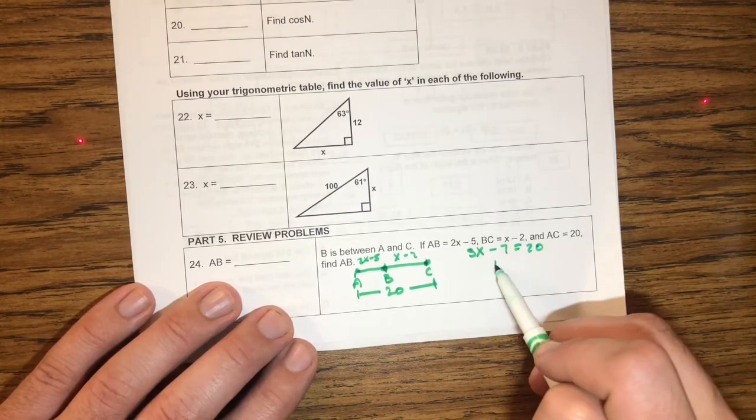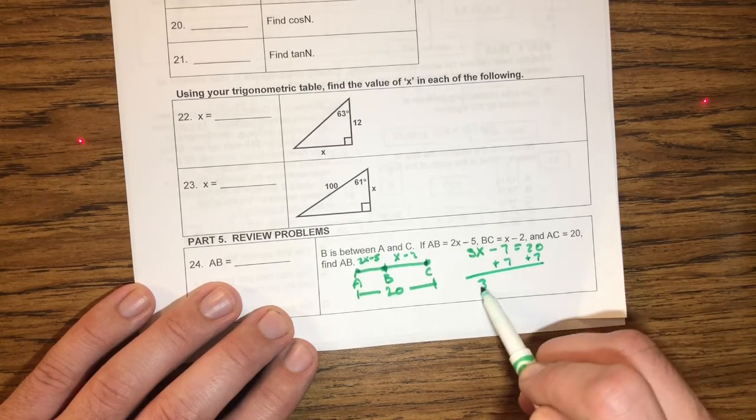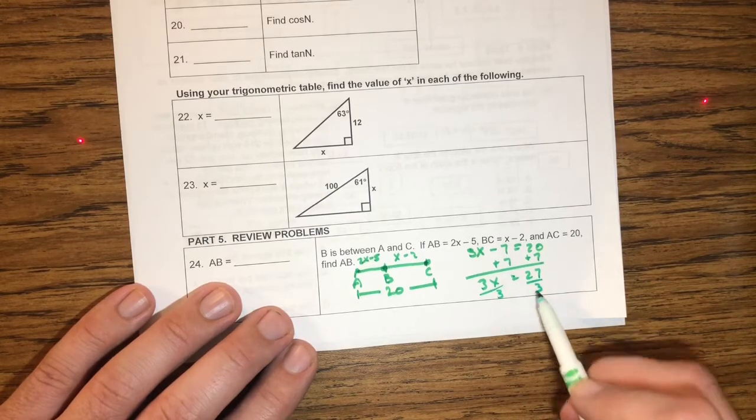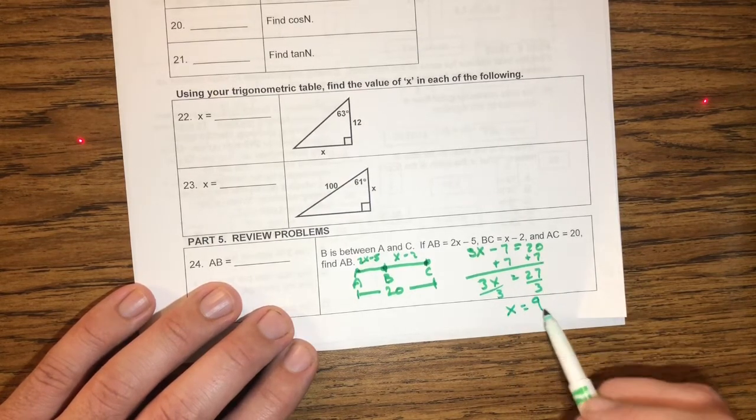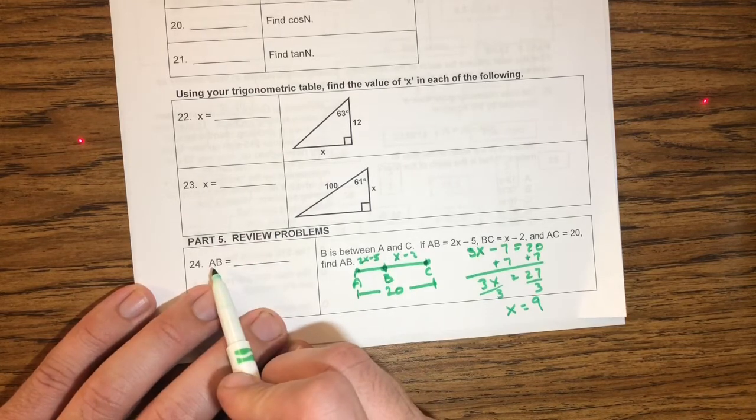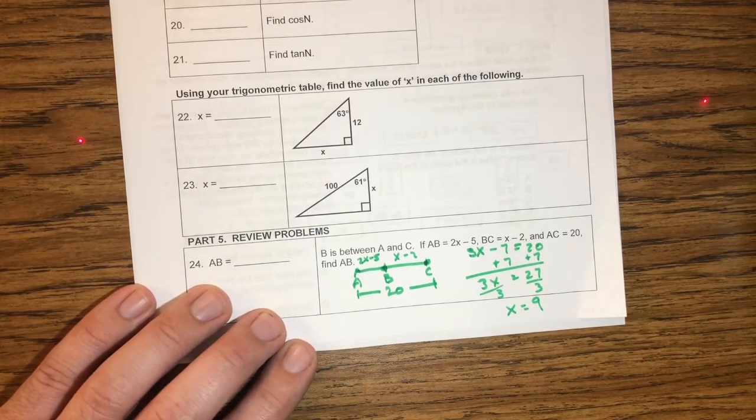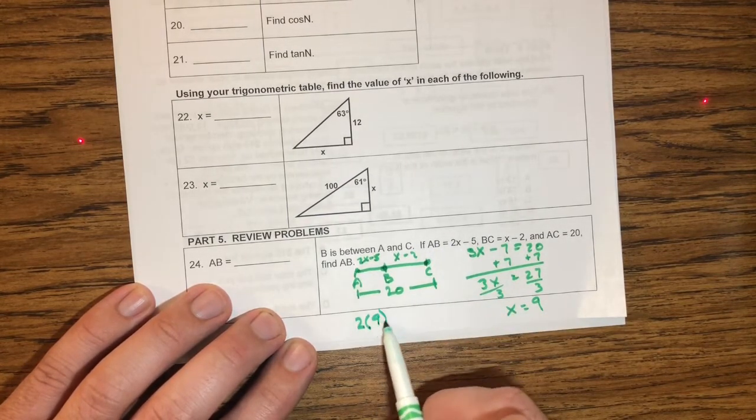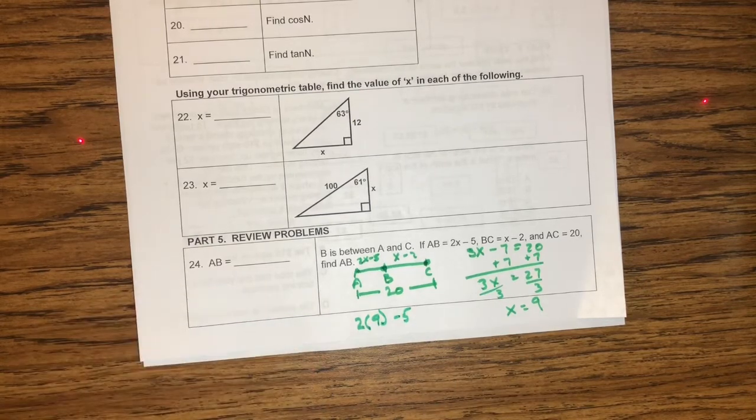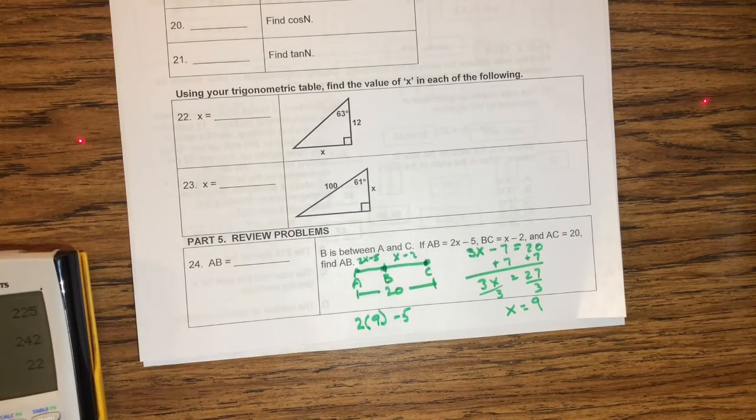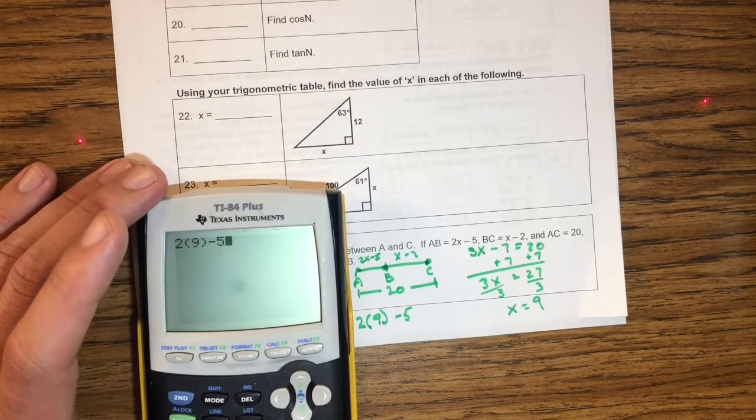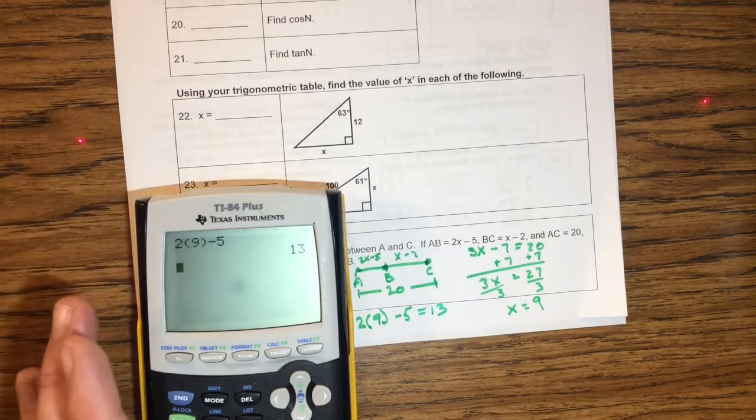Now I want to solve this out. I'm going to add 7 to both sides. 3x equals 27. Divide by 3. X equals 9. They want to know what AB is, not x. We're not done. AB right here, I have to take my 2 times 9 minus 5. 2 times 9 is 18. 2 times 9 minus 5. 13 is my answer.